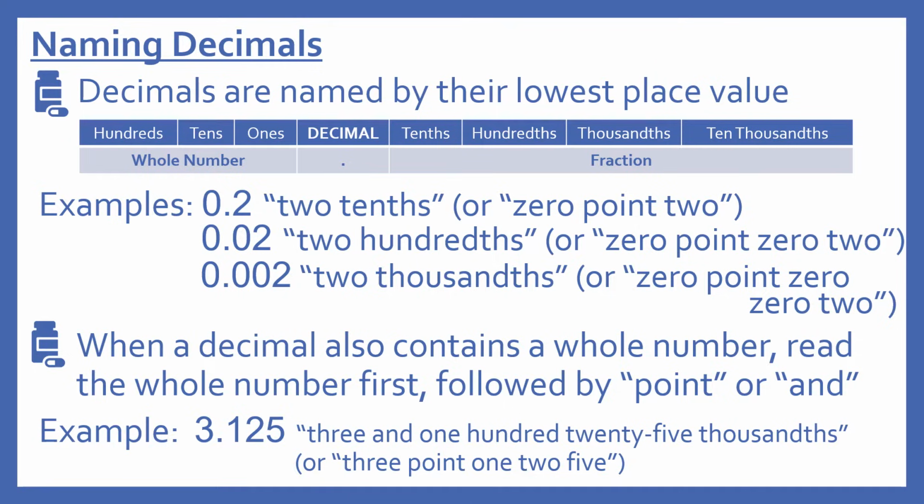So when a decimal also contains a whole number, the way that you say that, you're going to read the whole number first, followed by point or and. So a common way to say it would be 3.125, but that is actually 3 and 125 thousandths.